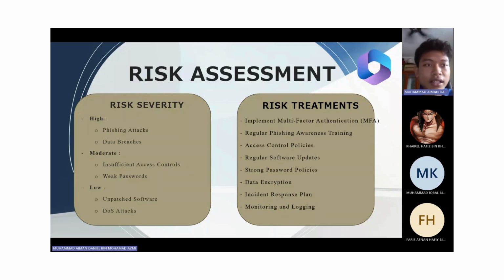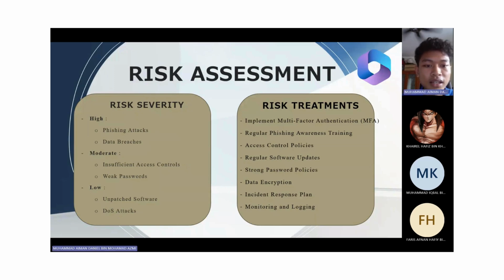And then the next one is data encryption. Data encryption is encryption for sensitive data both in transit and at rest. Incident response plan is also a very common way to develop and regularly update an incident response plan, specifically for email and communication breaches. And then the last one is monitoring and logging. This is to implement comprehensive monitoring and logging of all Office 365 activities to detect and respond to suspicious actions quickly.